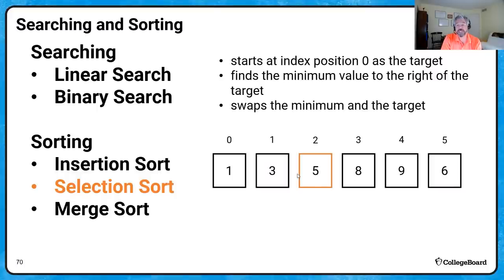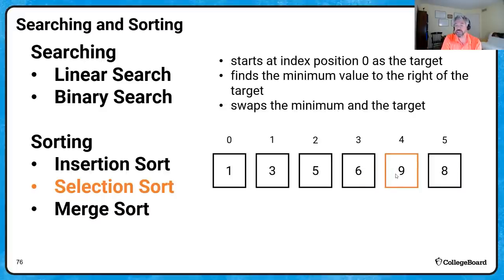Then I'm going to move up to index position 2, where my value is a 5. I'm going to repeat the process. I'm going to go all the way to the end, and I'm going to identify the minimum. Well, in this case, 5 is the minimum, which means you could imagine that it's swapping with itself. It's basically standing up and sitting back down again. Okay, then we're going to go to index position 3, which has a value of 8. I'm going to search the rest of the array, and I'm going to find that the minimum value is 6, so they swap.